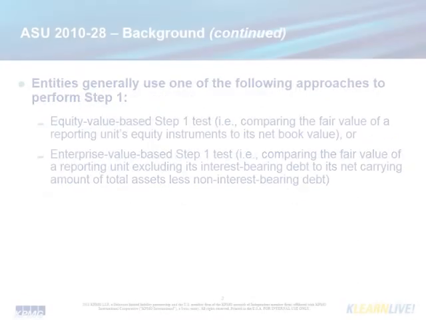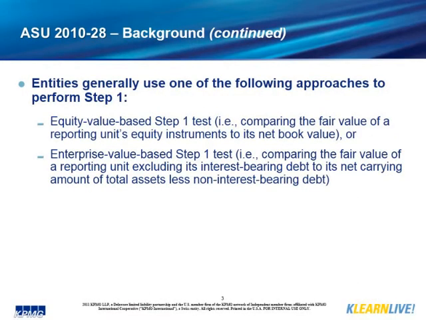One of two approaches is generally used to perform the Step 1 test, either an equity value-based approach or an enterprise value-based approach. Under the equity value-based approach, the fair value of a reporting unit's equity is compared to its net book value, in other words, to the net of all of the reporting unit's assets and liabilities. The enterprise value-based approach is similar, with the exception that it excludes interest-bearing debt from both the reporting unit's fair value and its carrying amount.